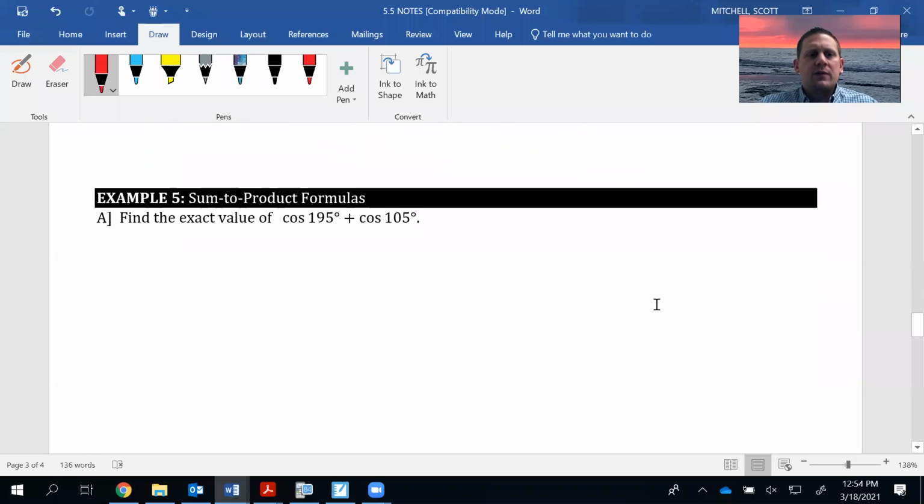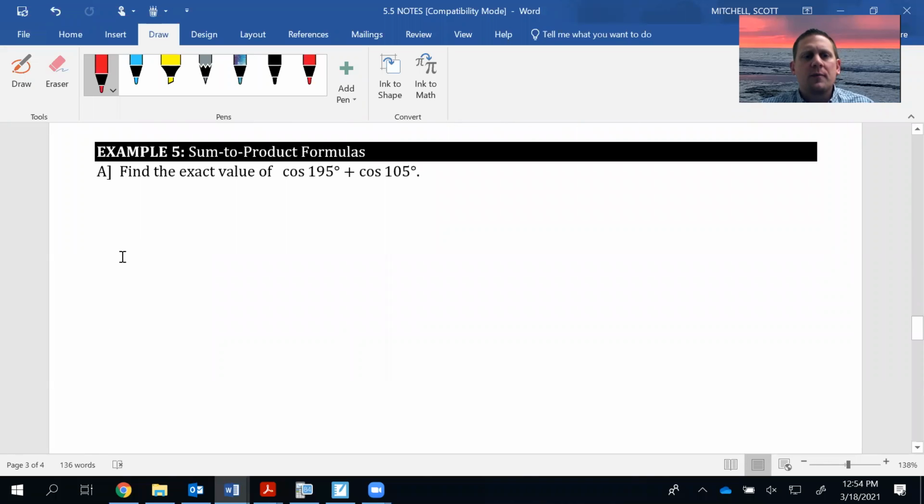So let's take a look at the next one. We have a sum to product formula here. So now we have a sum and we need to change it to a product. We're trying to find the exact value of this. So again, I could type it in my calculator, but that's not going to give me the exact value. That'll give me a value of it. So we need to check out our formula sheet.